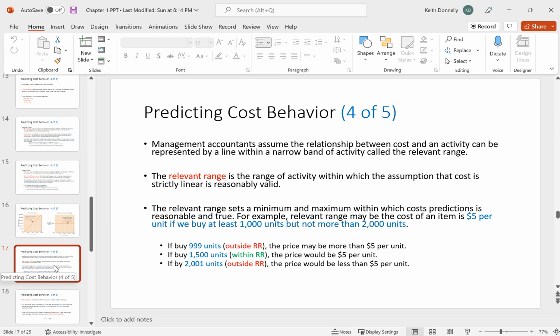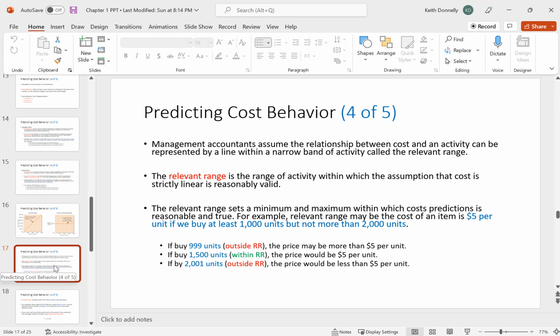Now, when we're talking about cost behavior in these variable and fixed costs, one thing we have to be aware of when we're graphing it, we're making assumptions, is this thing called the relevant range. It's basically the threshold within which our assertions hold true. In other words, the relevant range sets a minimum and maximum within which our cost predictions are true.